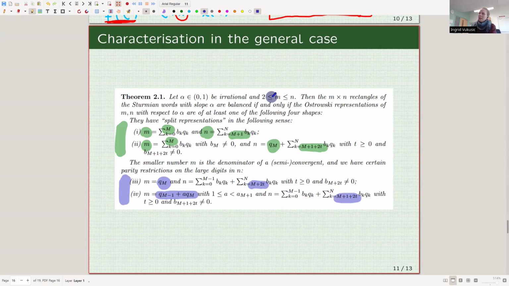As I said, the green cases are where your interval is extremely small. The blue cases are a bit harder to explain. Roughly speaking, m being a convergent guarantees that your points are particularly evenly spread out and things work out.